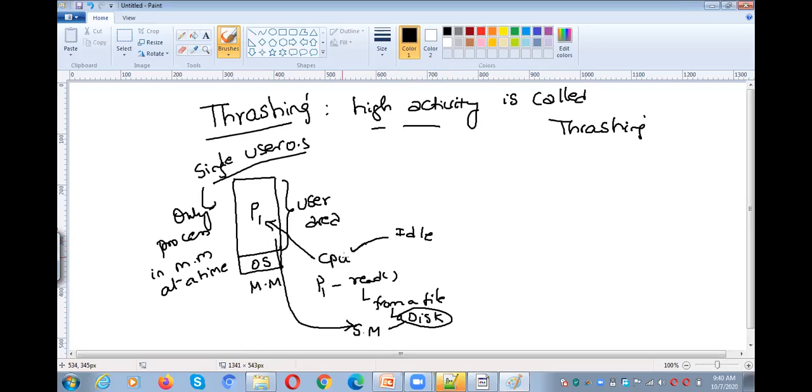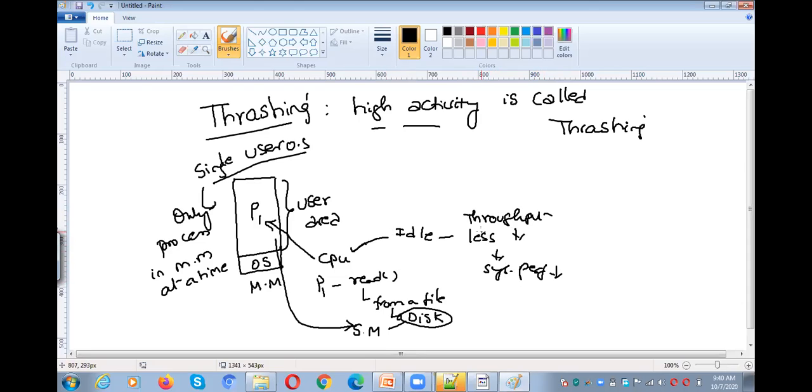So what happens if the CPU becomes idle? Automatically, the number of processes executed per unit time will be less. That is called throughput being reduced. Whenever the throughput is reduced, automatically system performance is reduced. Okay. How can we overcome this particular problem?